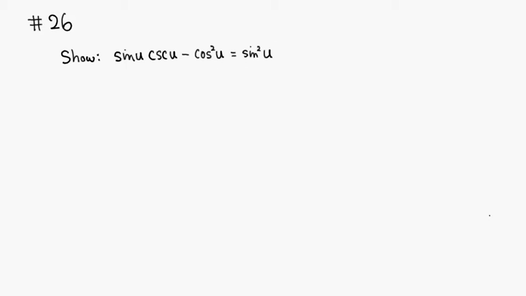All right, so before we get started, we have to know some simple identities, and one of them is cosecant. Cosecant of u is by definition a reciprocal of sine, so it's 1 over sine of u.